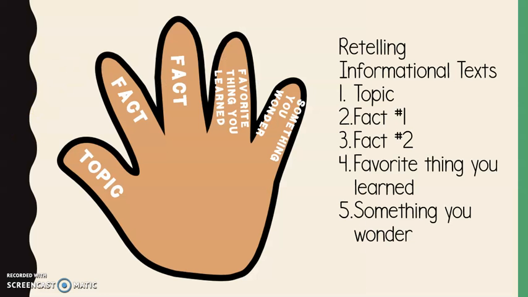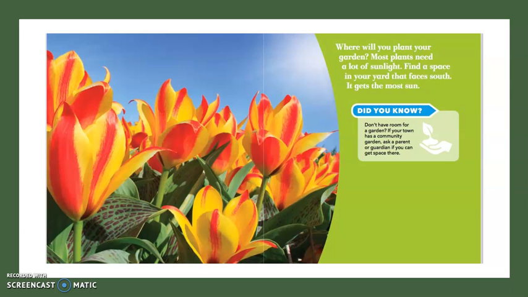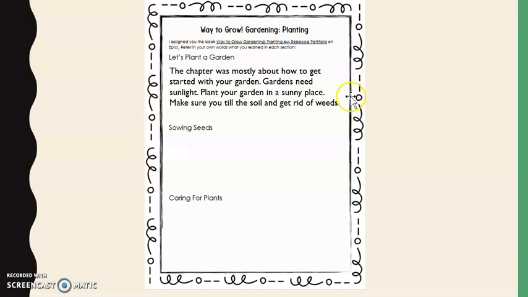Our next step was to write our favorite thing that we learned. Well, my favorite thing that I learned was that if you don't have room for a garden, you can see if your community has a garden and plant one there. If you don't have space for a garden, see if your community has a garden.